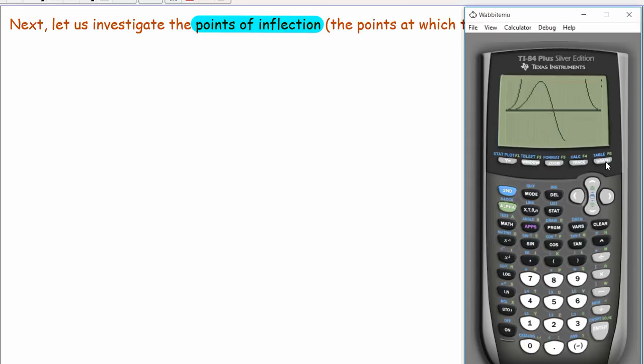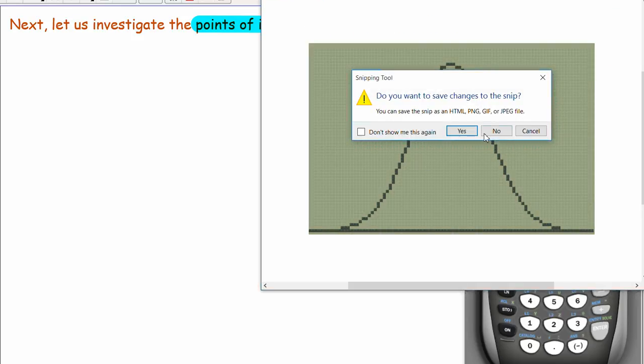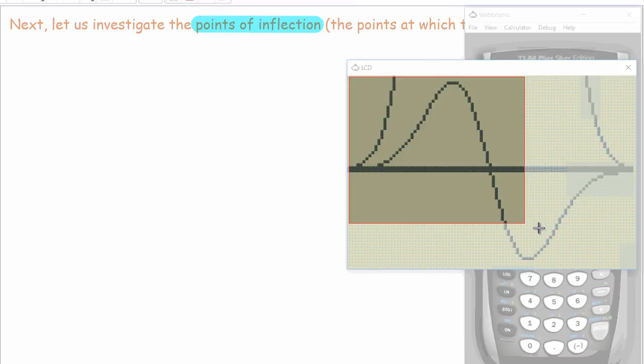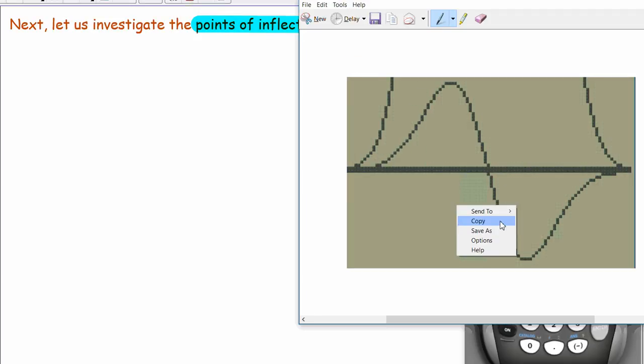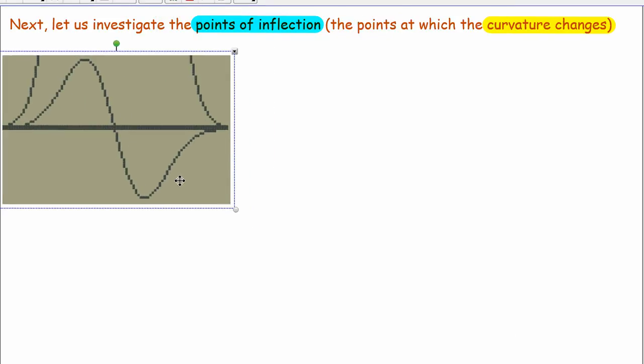And like I said, the turning points are the points of inflection. All right? Remember, those are the points where the curvature changes. So we can find those points. So what I'm going to do here is to just get one of these curves and just snip it. If I can snip this somewhere here, not that big. Yeah, that's sufficient.